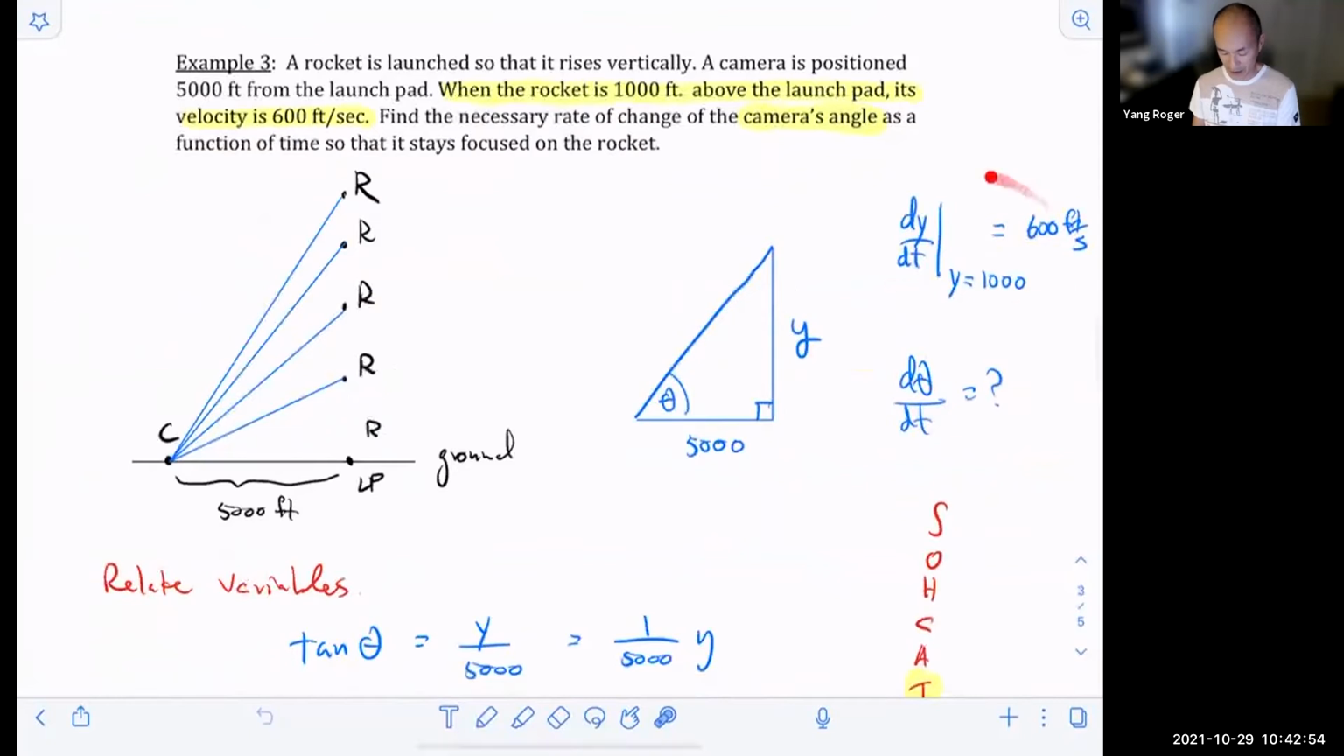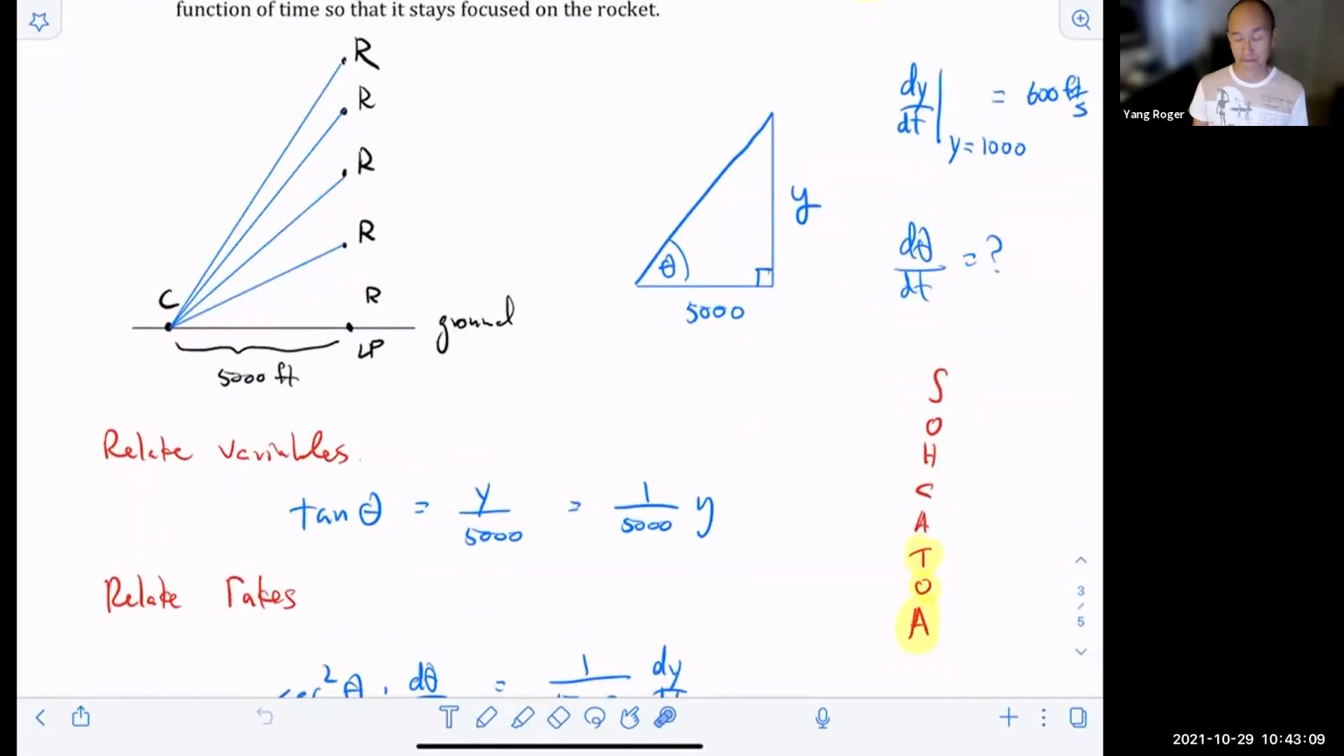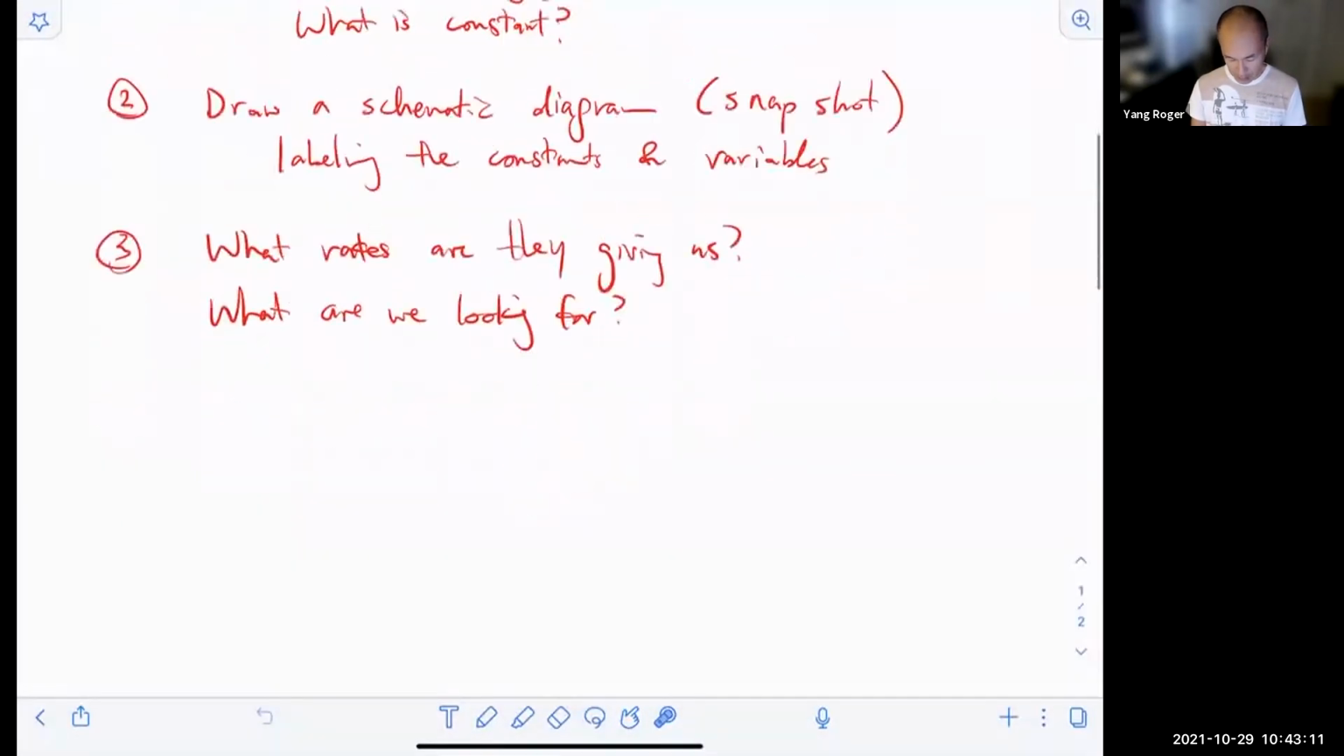Over here, what rate did they give us? They gave us the speed of the rocket. What are we looking for? We're looking for the rate of change of the angle. So all of these guys kind of follow the same pattern. The next thing that I try to do is I try to relate the variables.